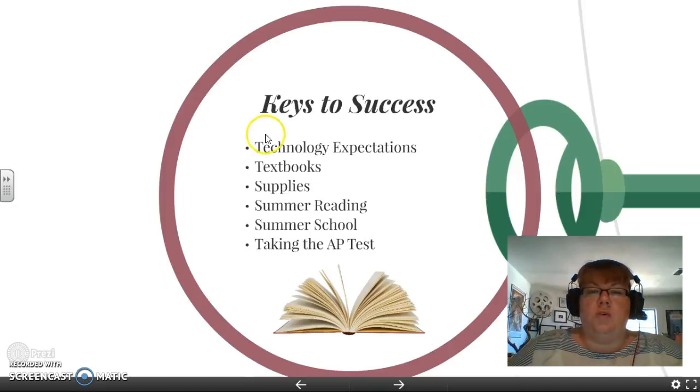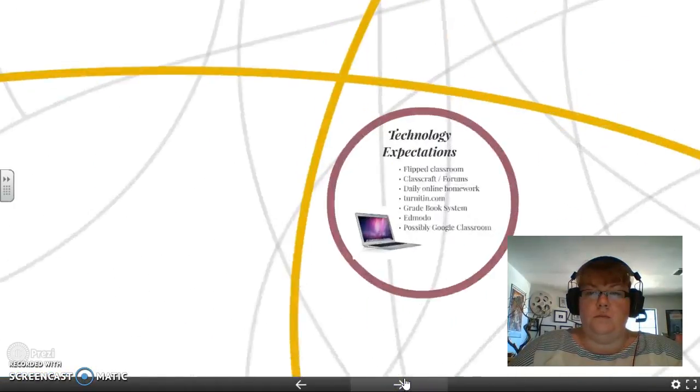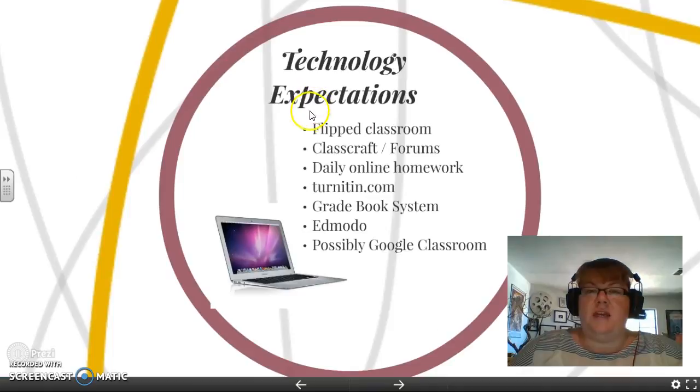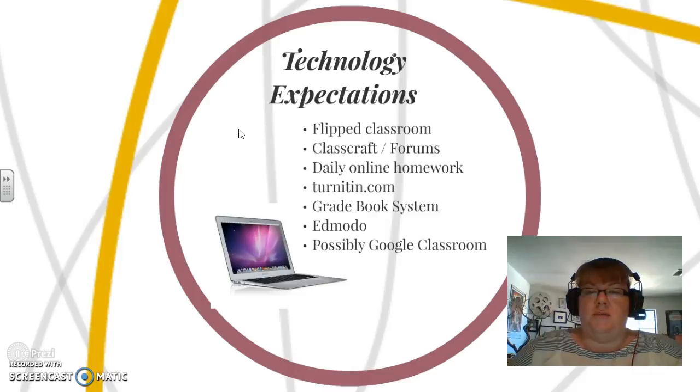So I'm going to start talking about the 5 different aspects here: technology expectations, textbooks, supplies, summer reading, and summer school. Okay, the first thing is this idea of technology expectations. When I handed out the packets in May, I told everybody that this was a very huge expectation of this class. I am very much a lover of technology and very much believe that students learn better when they get to integrate their usage of technology.